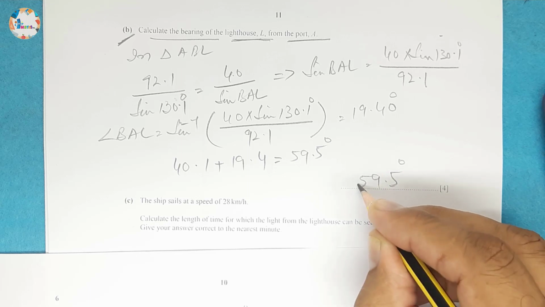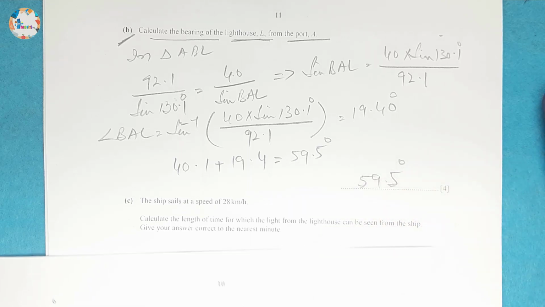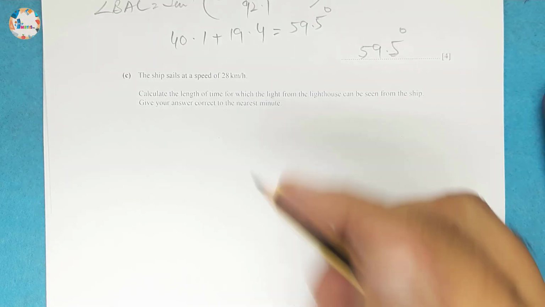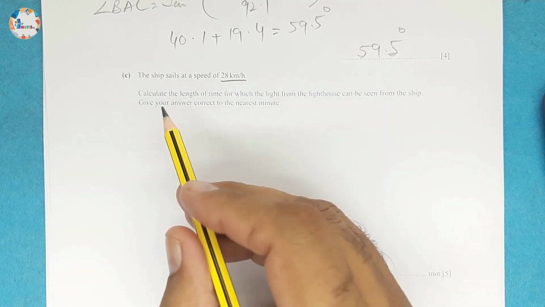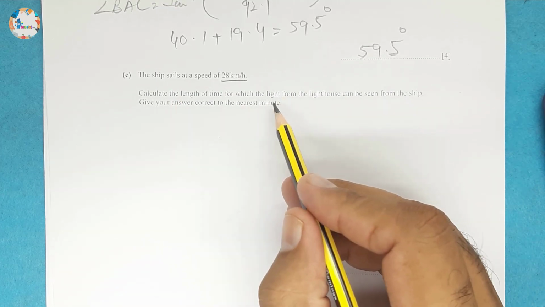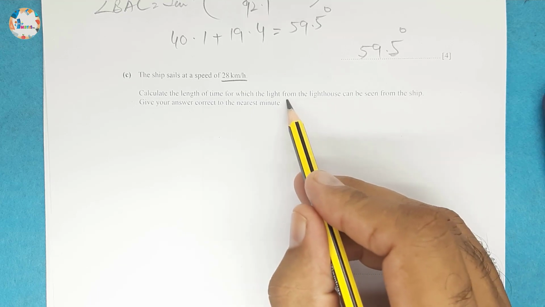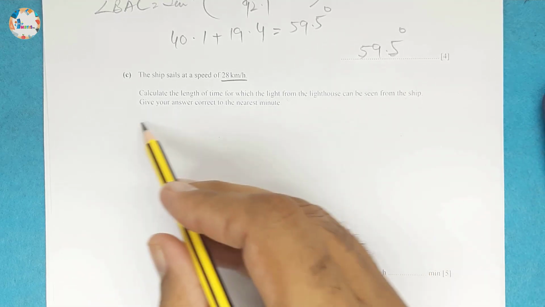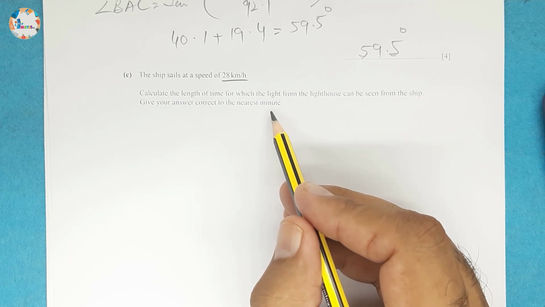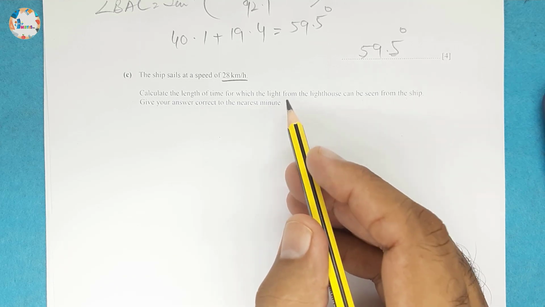59.5 degrees will be our final answer to this question. Then part C: the ship sails at a speed of 28 kilometers per hour. This is basically the speed. Calculate the length of time for which the light from the lighthouse can be seen from the ship. Give your answer correct to the nearest minute.